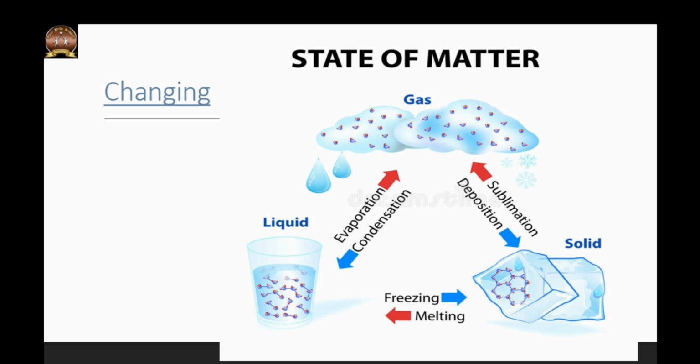Now let's take a look at the changing state of matter. You are already familiar with how solids change into liquid on heating. This process is called melting. Liquids, when exposed to air for a long time or when heated further, change into the gaseous state, and this process is known as evaporation. When gases cool down, they condense to form liquids, and when liquids are further cooled, they freeze to form solids. You must already be familiar with these four terms.